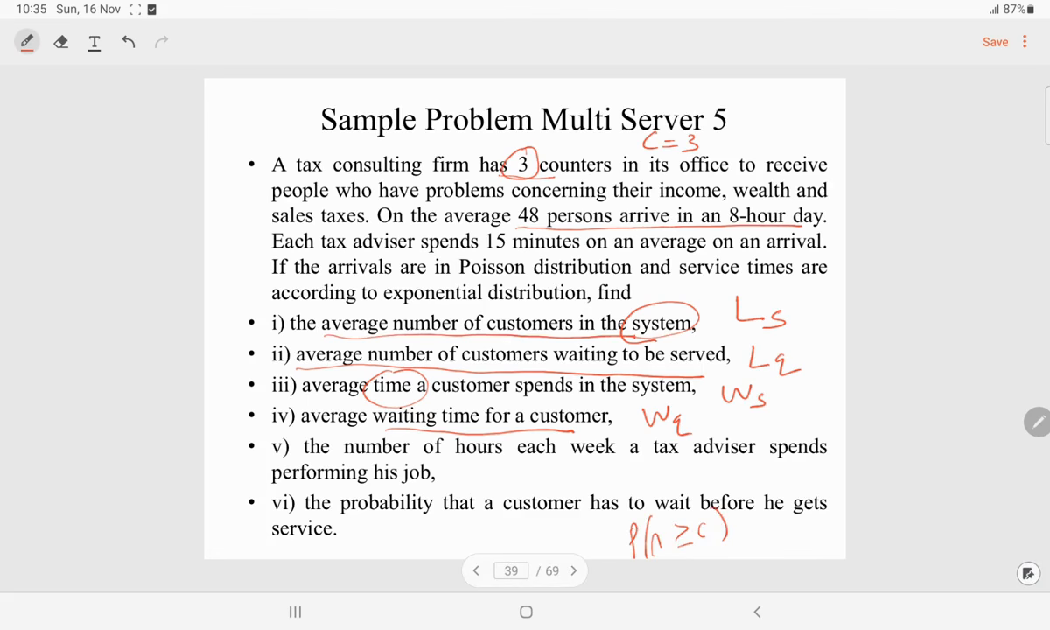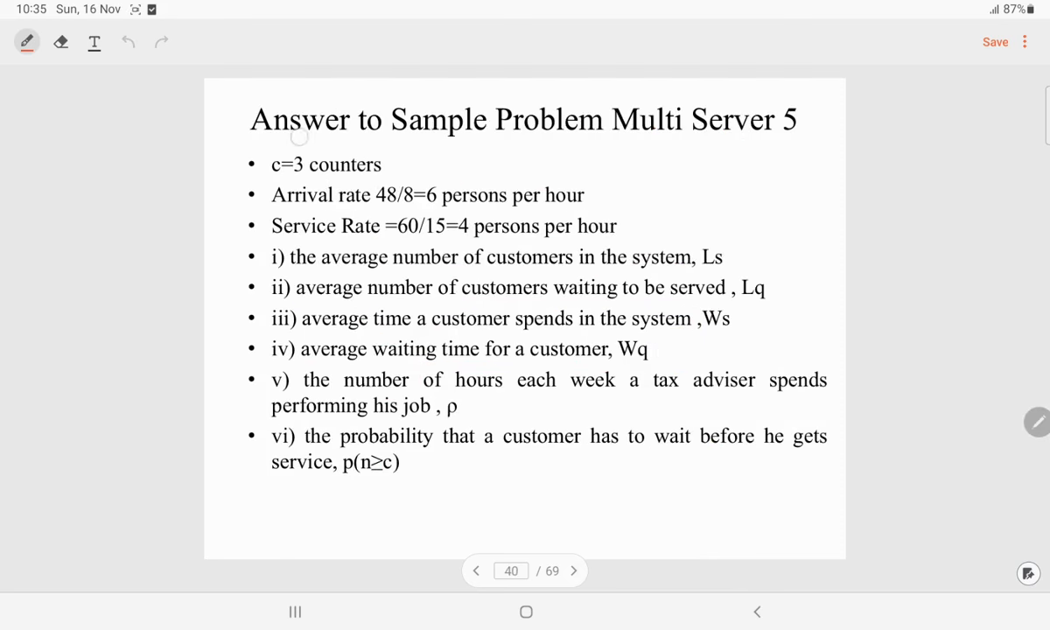So this many parameters we have to find out. For that we have to apply the equations. Let's see. As I mentioned, C is equal to 3 counters, lambda is 6 persons per hour, service rate is 4 persons per hour. Now let's see whether the system is stable or not.